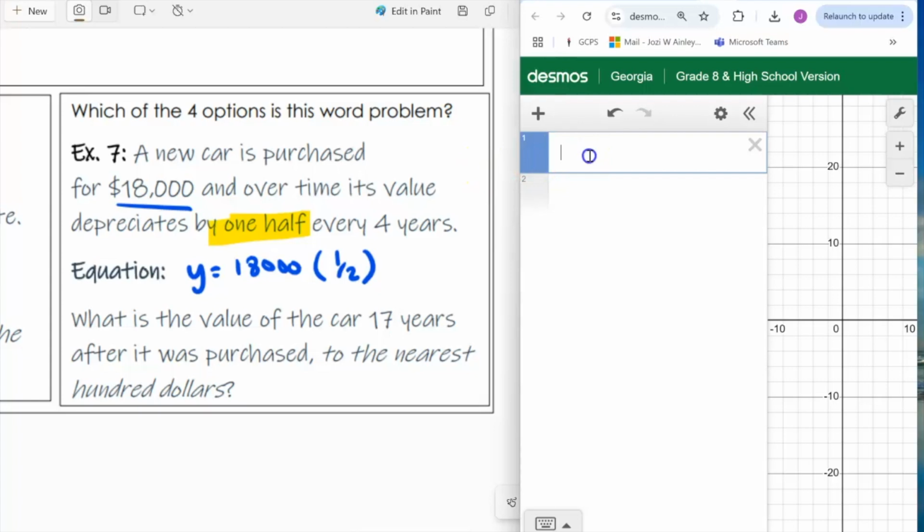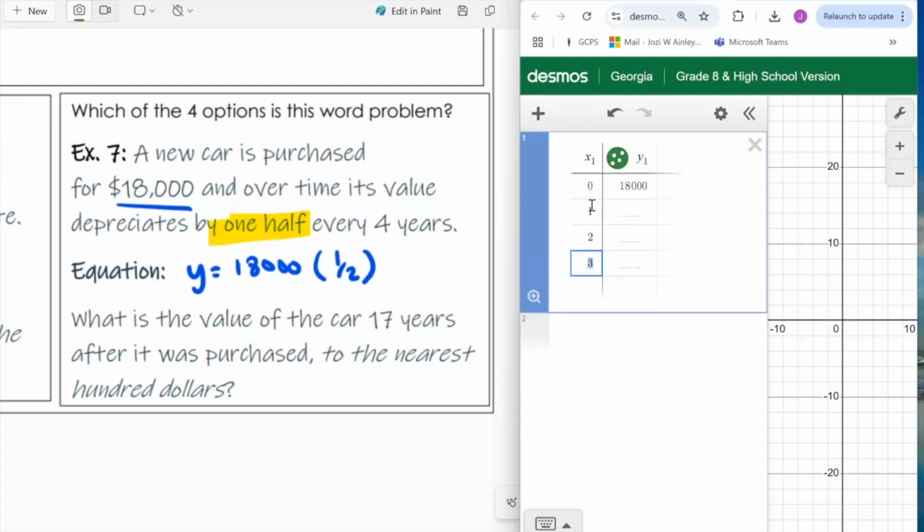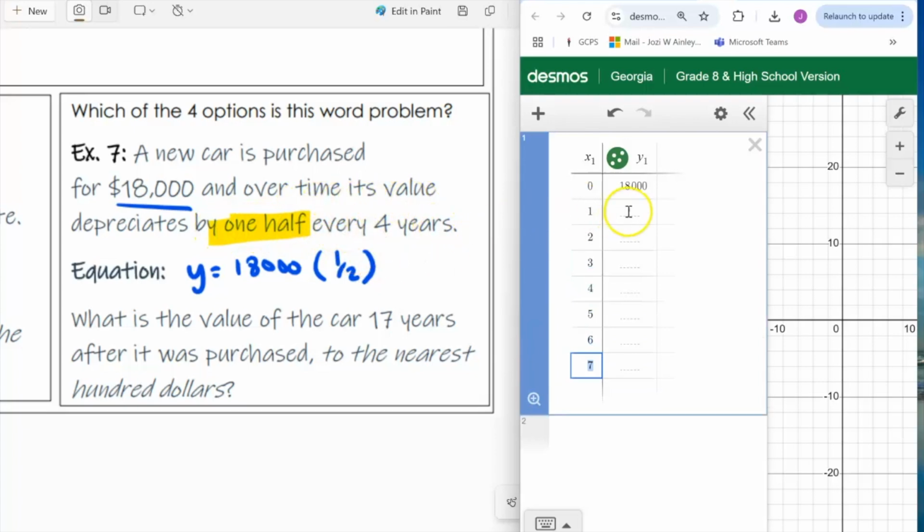All right, so it's saying that a car is going to start off with, and actually for this, I'm going to make a table. So at 0, my car is starting off with 18,000, right? Then it says over a period of time it depreciates by 1/2 every 4 years. So it's not every year it's doing 1/2, but it's every 4 years. So 1, 2, 3, 4 years is going to depreciate by 1/2. So 9,000. Another 4 years later, so year 8, it's going to depreciate by half again. So that's going to be 4,500.